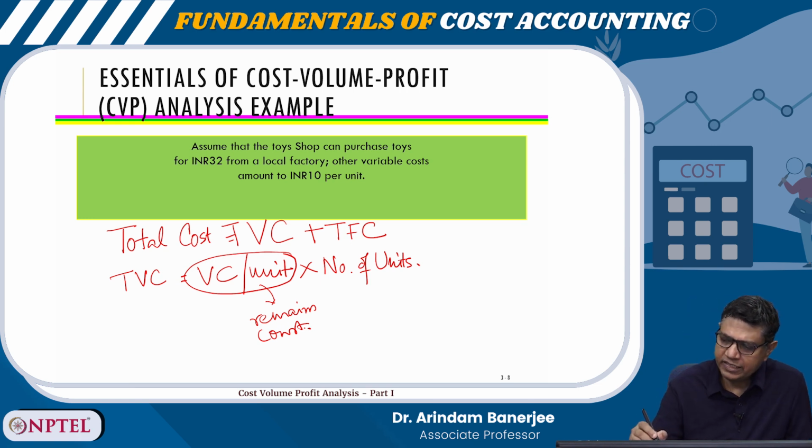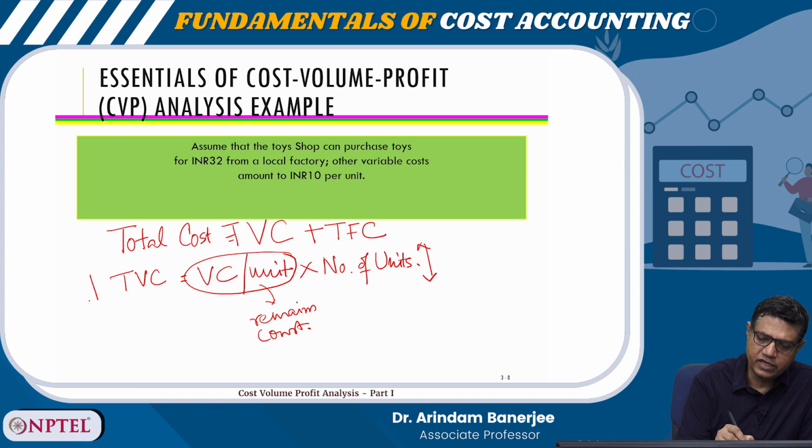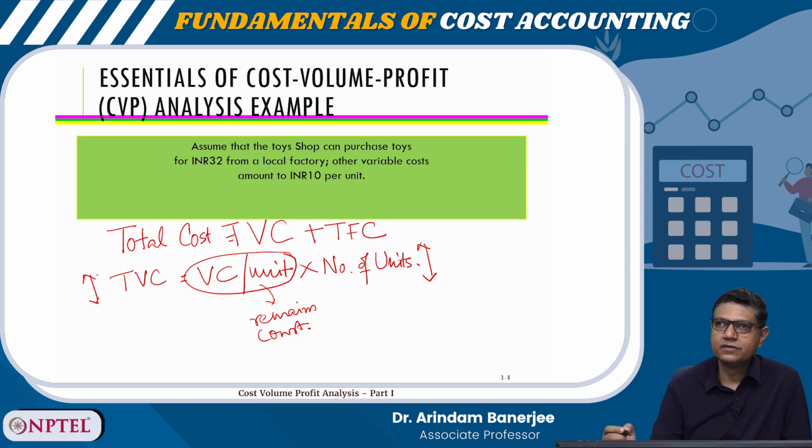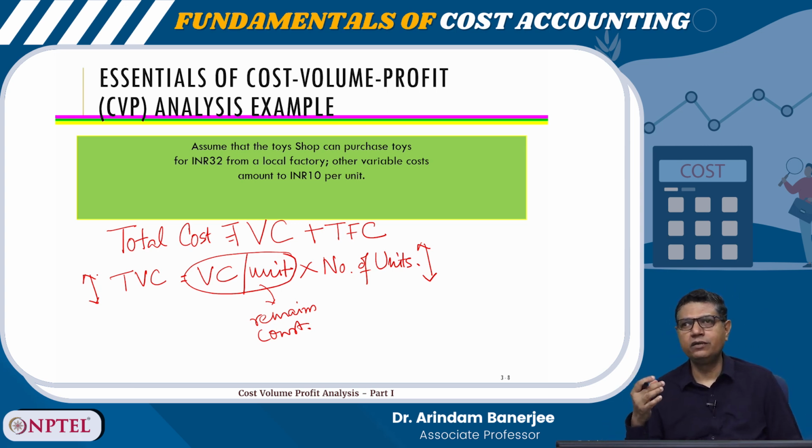So, if I change the number of units produced, my total variable cost will either increase or decrease, right. My total variable cost will be directly proportional to the number of units I am producing, but the variable cost per unit will not change, it will remain the same, fine. This is number 1.